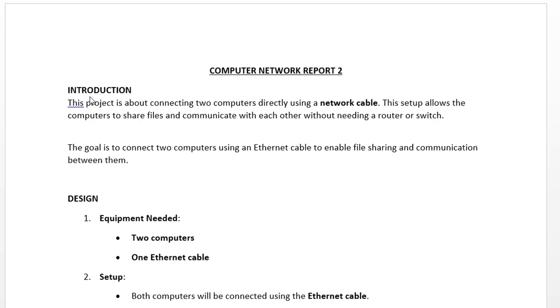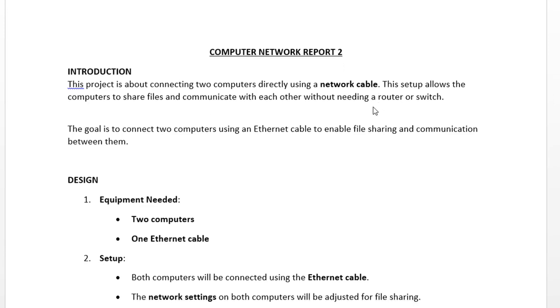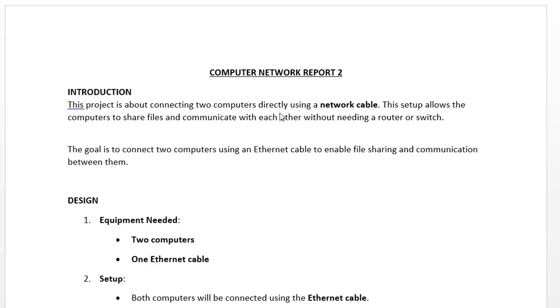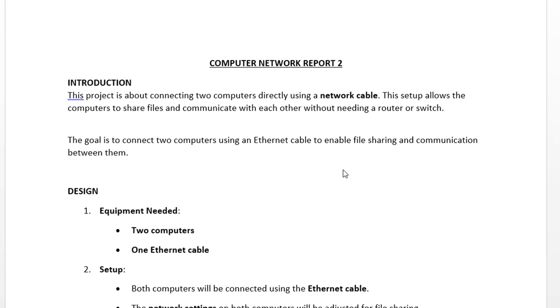Good. So let us just read the introduction. This project is about connecting two computers directly using a network cable. Exactly what I was explaining. If you look at this image, you see one computer, another computer, and we connect them directly using a cable. This setup allows the computers to share files and communicate with each other without the need of a router or switch. Exactly, because we can only use a router or a switch when we are already having a network with many computers. If we are only having two computers, we don't really need them. Good. So I hope the introduction is clear.